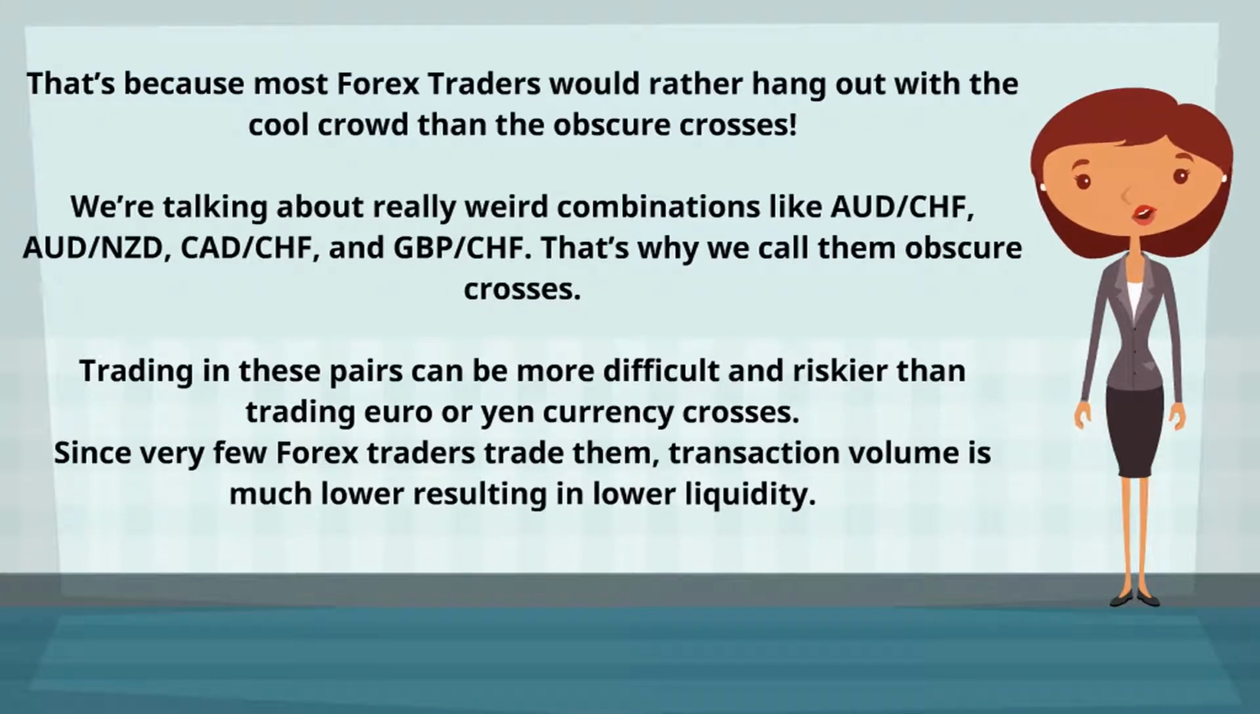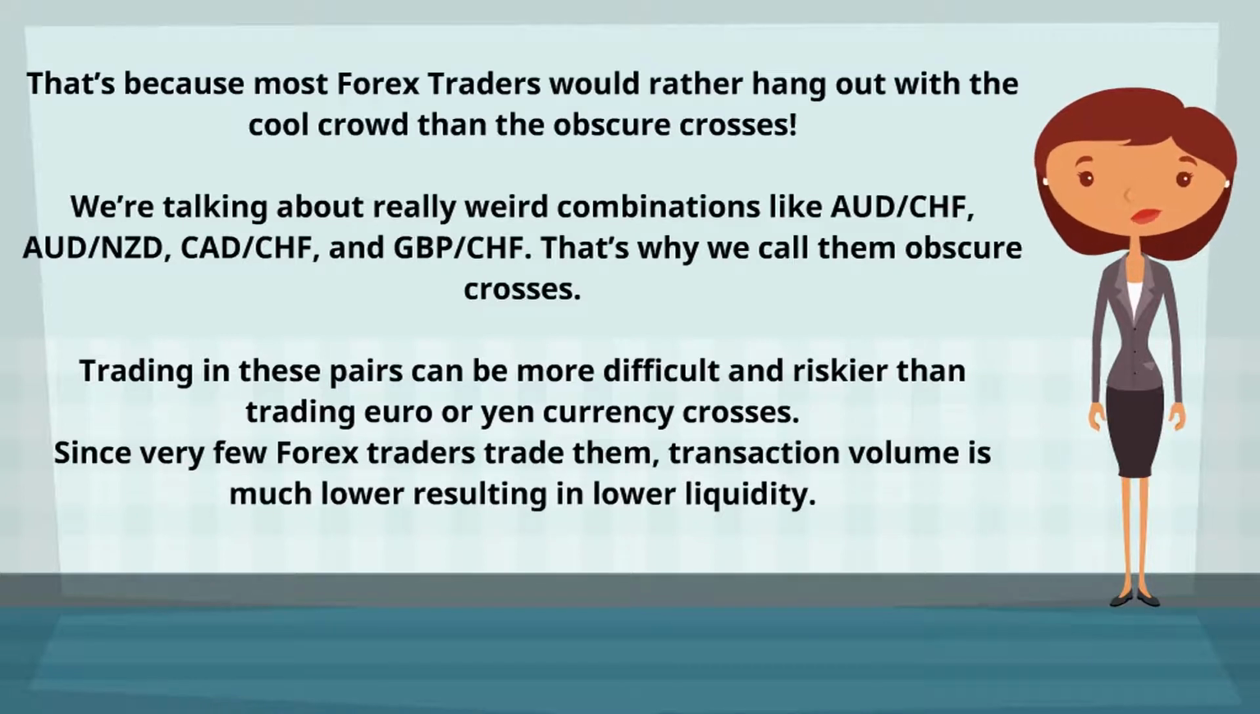We're talking about really weird combinations like Australian dollar to Swiss franc, Australian dollar to New Zealand dollar, Canadian dollar to Swiss franc, and pound sterling to Swiss franc. That's why we call them obscure crosses. Trading in these pairs can be more difficult and riskier than trading euro or yen currency crosses.